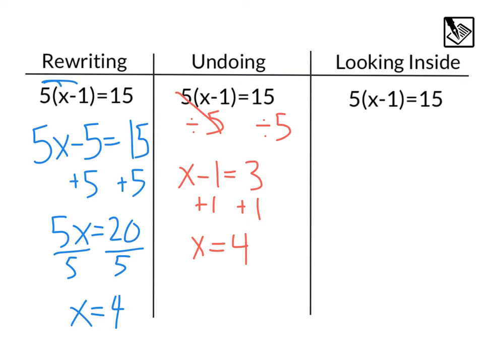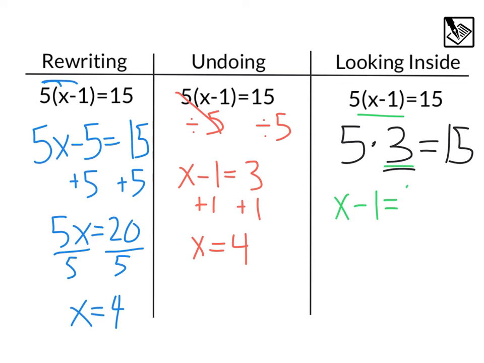Lastly, looking inside. Here we want to look at our separate groups. We've got 5 times this group, (x - 1), equals 15. Well, if I looked inside here, I could say that I know 5 times 3 is equal to 15. Therefore, this x - 1 has to be equal to the 3. So I'm going to take that equation and say x - 1 = 3. And from there, if we use our inverse, we do a little undoing, we'd get x = 4, which is the same exact solution we got in the other 2 methods.